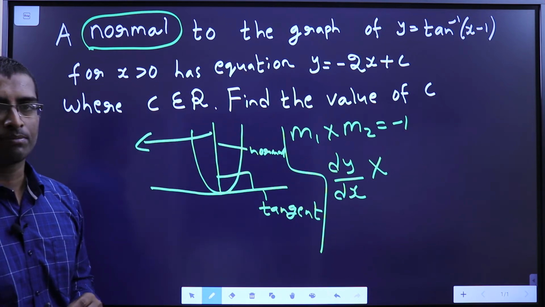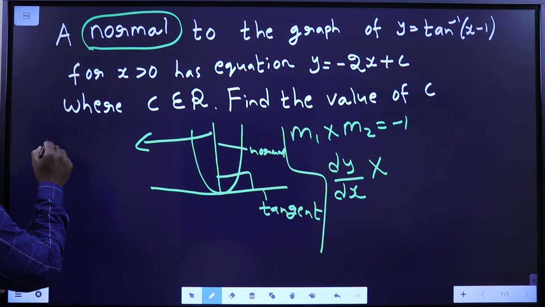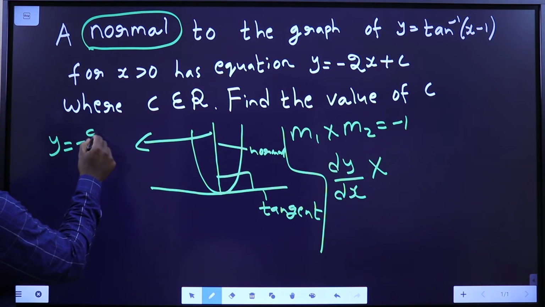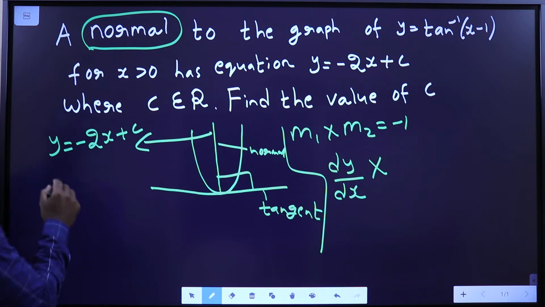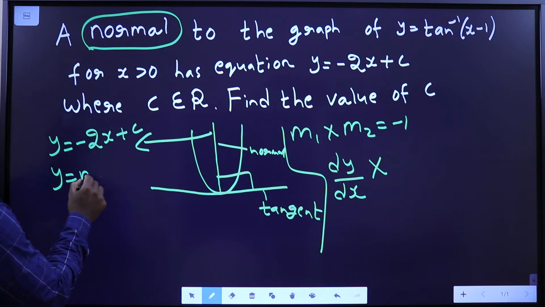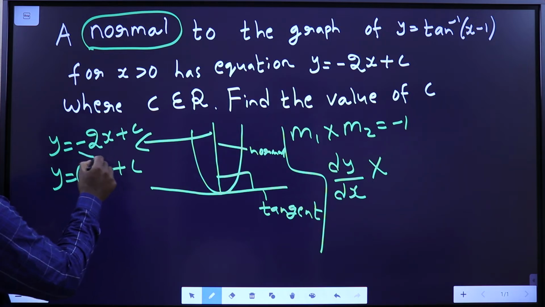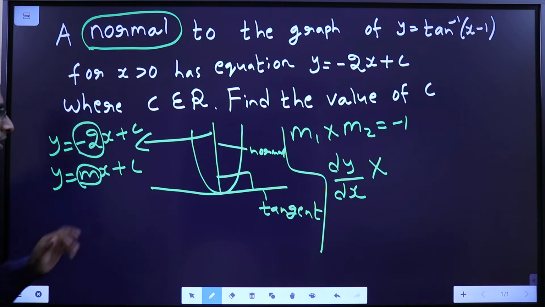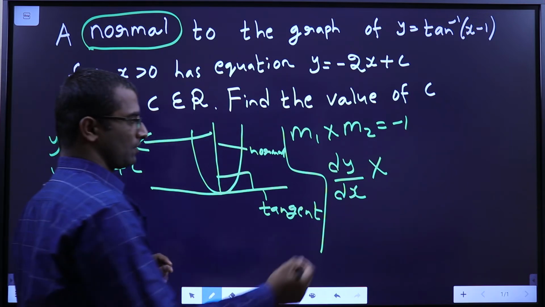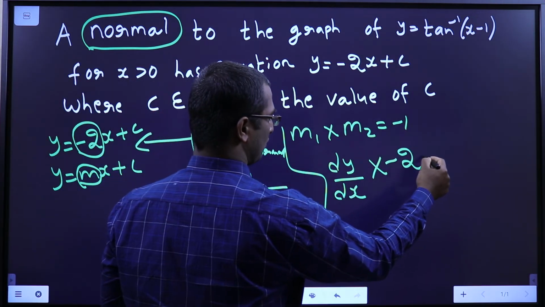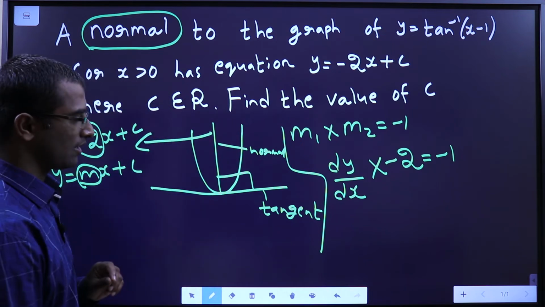How can I get the slope of the normal? He has given me the normal equation, that is y equal to minus 2x plus c. Compare it with the equation of a line in the form mx plus c. The x coefficient we call the slope. So the slope of the normal in this case is minus 2. So minus 2 equal to minus 1. Clear so far? Next.